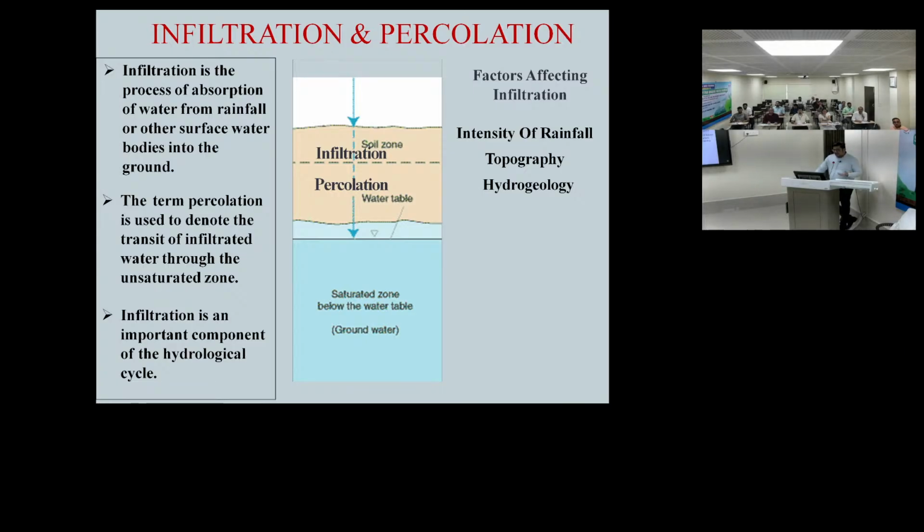But you can see with time also what happens is that if there is a continuous rainfall, if it exceeds its absorption capacity, it becomes saturated, and ultimately there is waterlogging also. So this is how infiltration is the process. Percolation is used to denote transit of infiltrated water from the unsaturated zone.